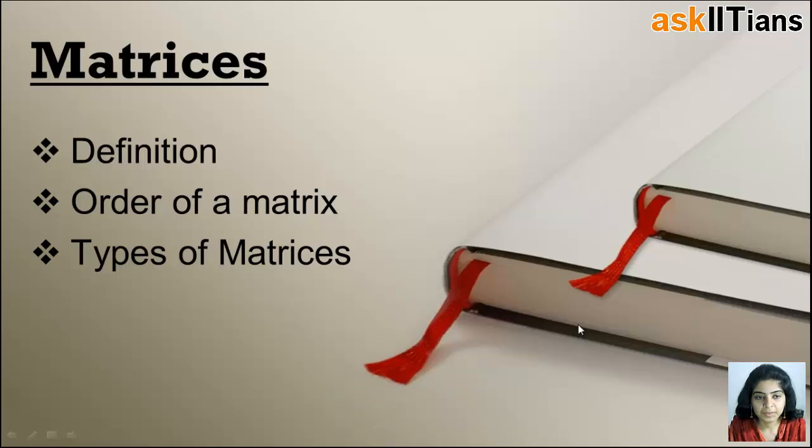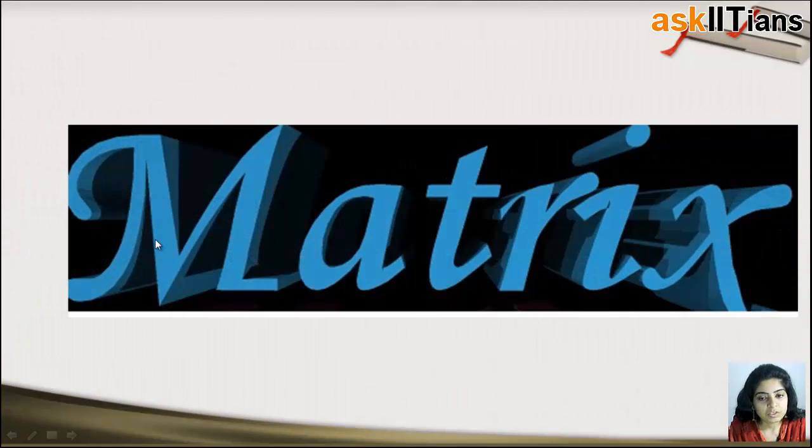So I will be taking up the topic of matrices and determinants today, in which I will be taking up matrices today, right? So in matrices we have got 3 subtopics: definition, order of a matrix and the various types of matrices. So first of all we will be beginning with the matrix.